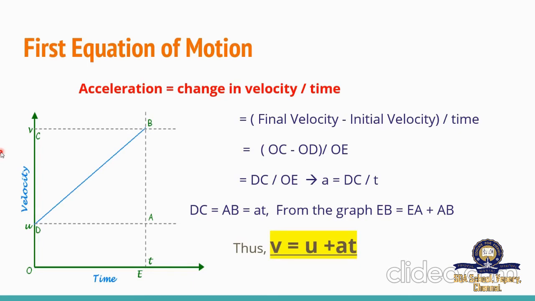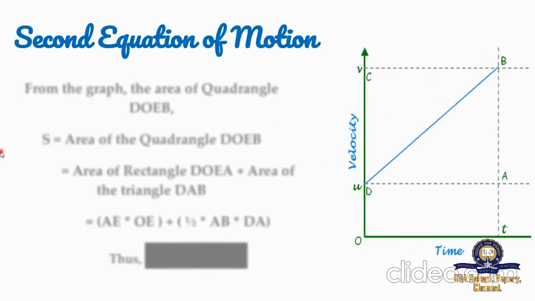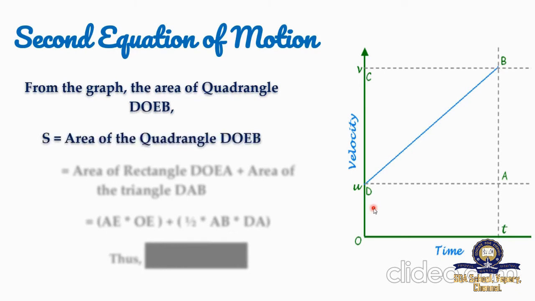So let's move on to the second equation of motion. Let's take the same graph. From the graph, the distance covered by an object during time t is given by the area of the quadrangle DOEB. So S is equal to the area of quadrangle DOEB. This quadrangle consists of two shapes, right? One is a rectangle and one is a triangle.